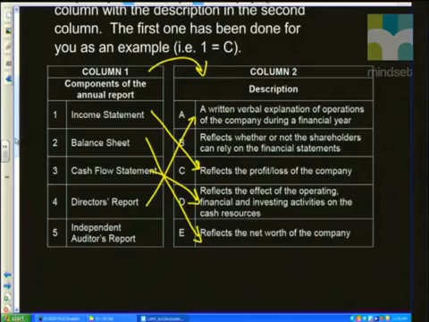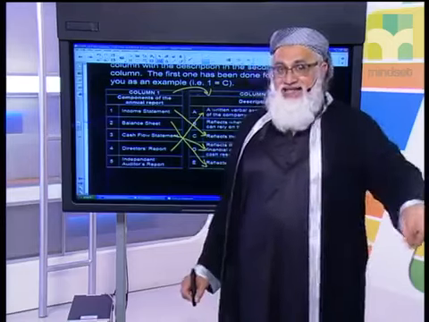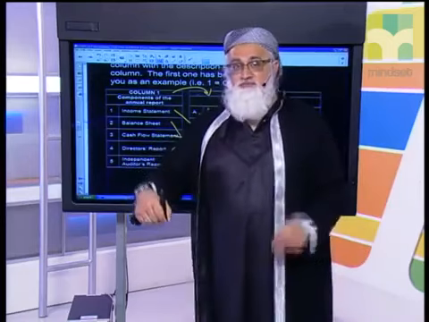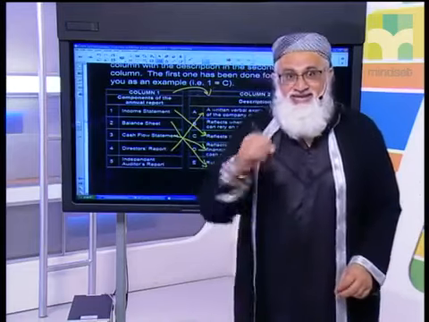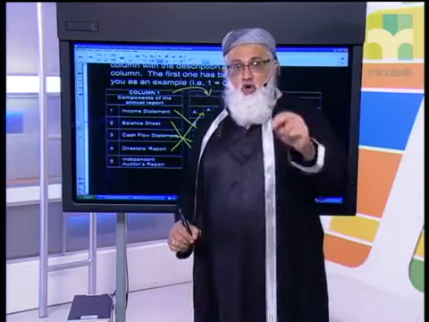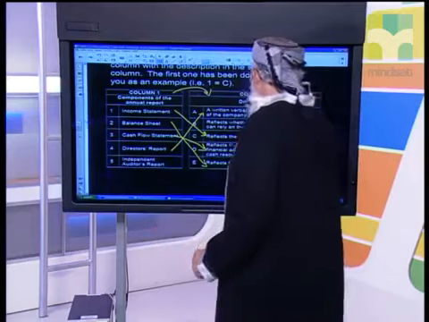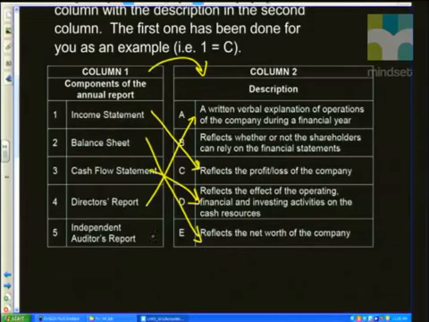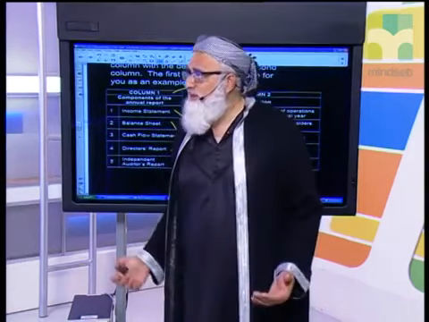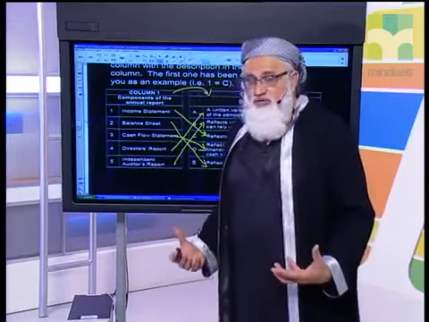Okay, now you come to your independent auditor's report. What's that about? Remember, your auditors are independent of the company. They are appointed by shareholders to do what? To express an opinion. An opinion on what? An opinion on the validity of the financial statements. Therefore, we are left with B, which says there, reflects whether or not the shareholders can rely on the financial statements. Voila, done and dusted.